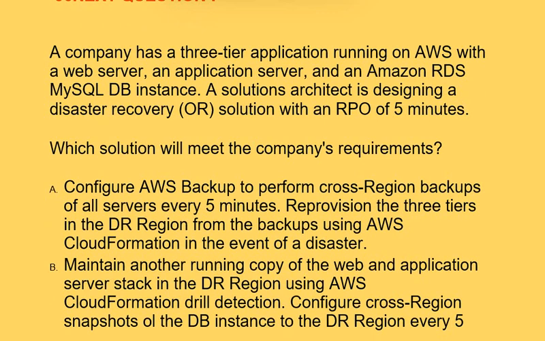Option A. Configure AWS Backup to perform cross-region backups of all servers every 5 minutes. Reprovision the three tiers in the DR region from the backups using AWS CloudFormation in the event of a disaster.